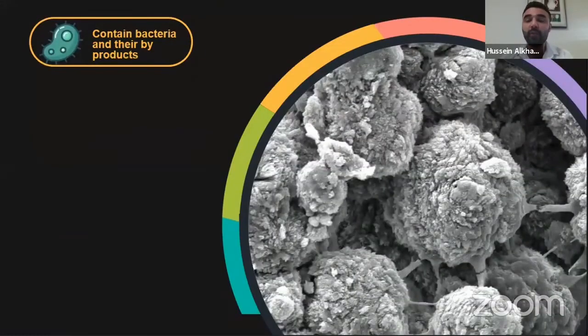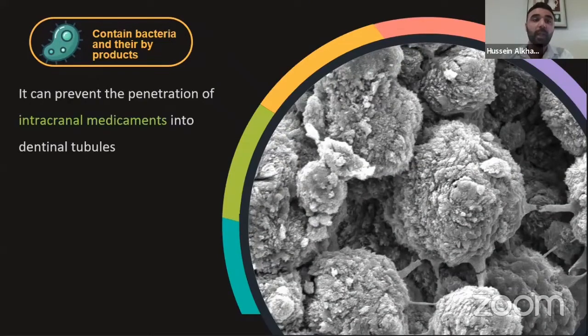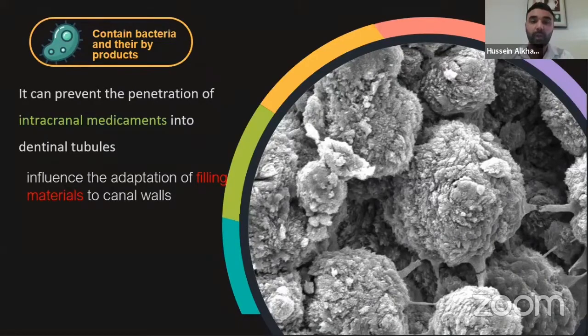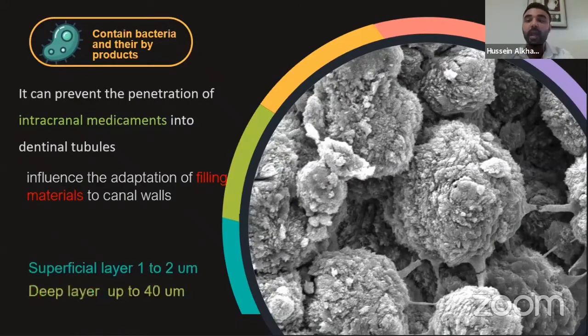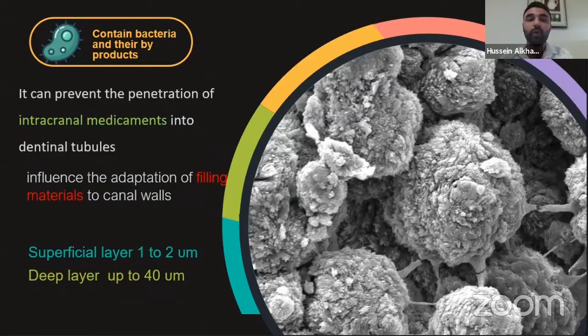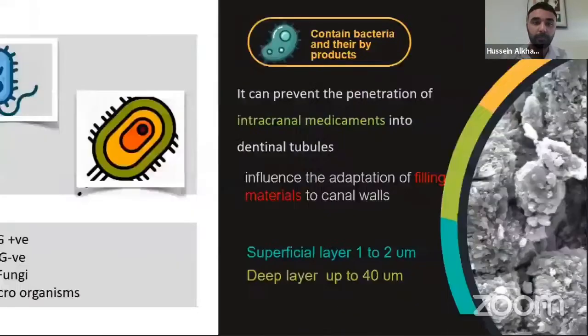The influence of this layer is that it contains bacteria and their byproducts. Also, it can prevent the penetration of intracanal medicaments into the dentinal tubules. Besides that, it will also influence the adaptation of filling material to the canal walls. This layer is composed mainly of two layers, which are the superficial and the deep layer.